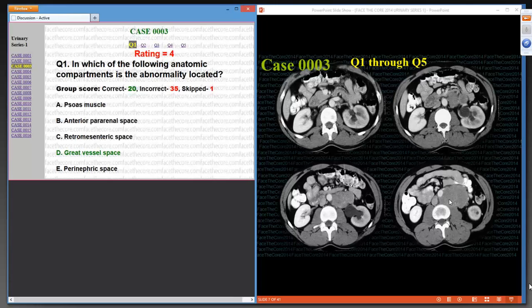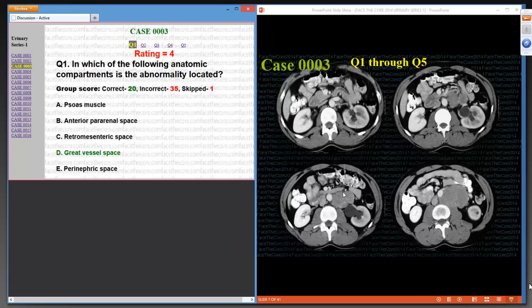Retromesenteric space is a little subspace. It is a very potential space in the anterior layer of Gerota's fascia, and I'm sorry, it is in the posterior aspect of the anterior perirenal space, and you do not see that usually. You do not see that with lymphadenopathy. This is basically lymphadenopathy that you're seeing here, and this is in the great vessel space.